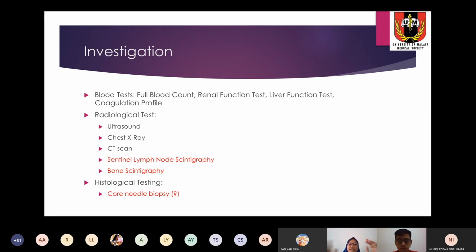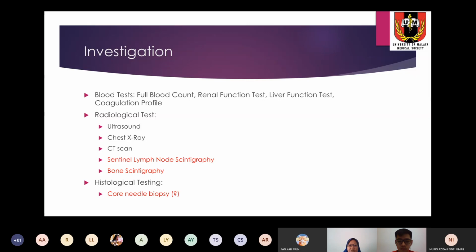And then what is the good of an invasive core biopsy? One thing is you can see whether it is invasive cancer or not, and you can also see the type of cancer, whether it's lobular or ductal.